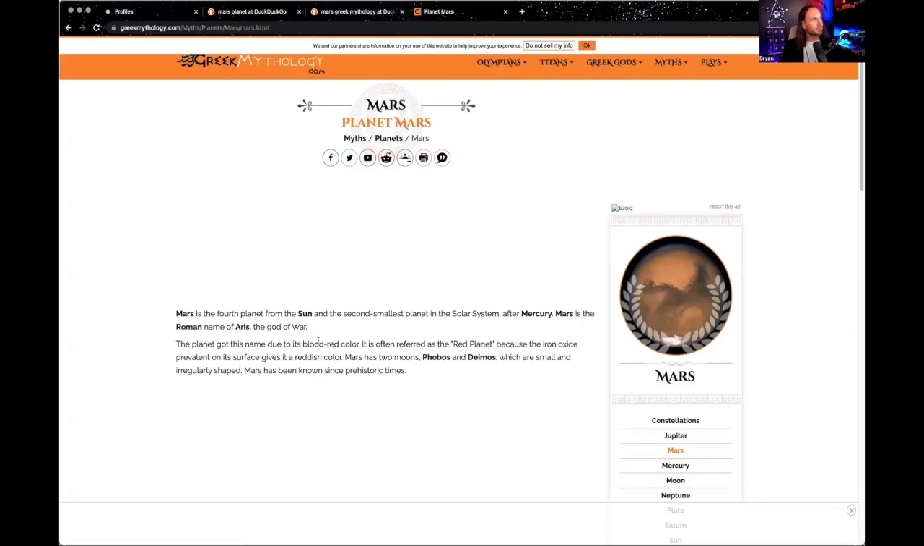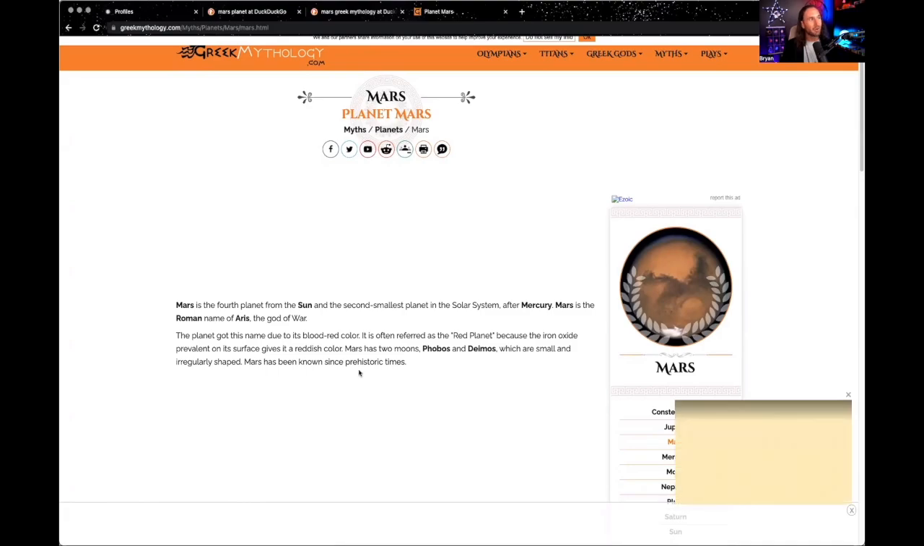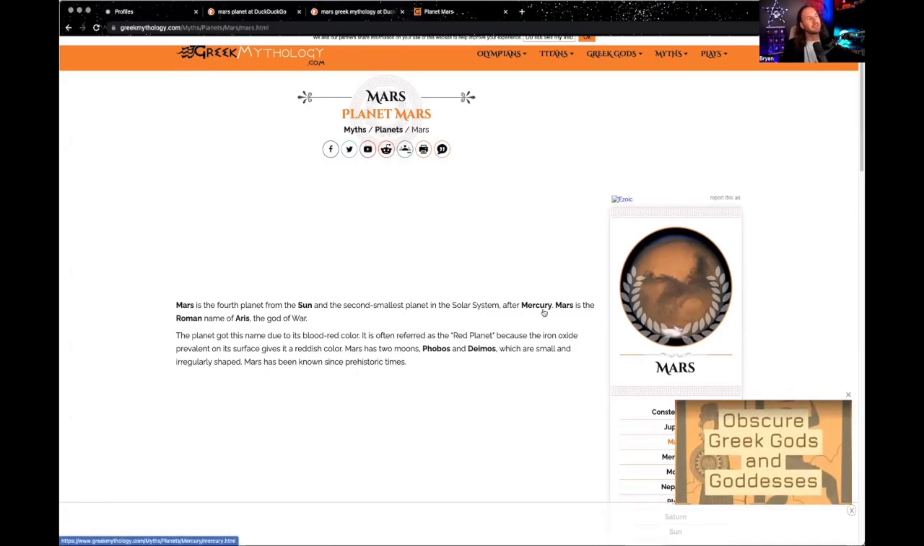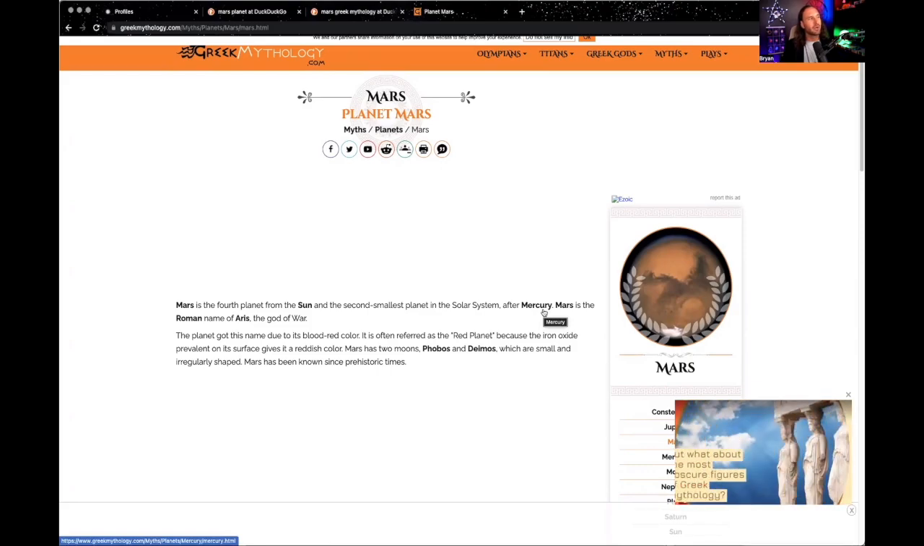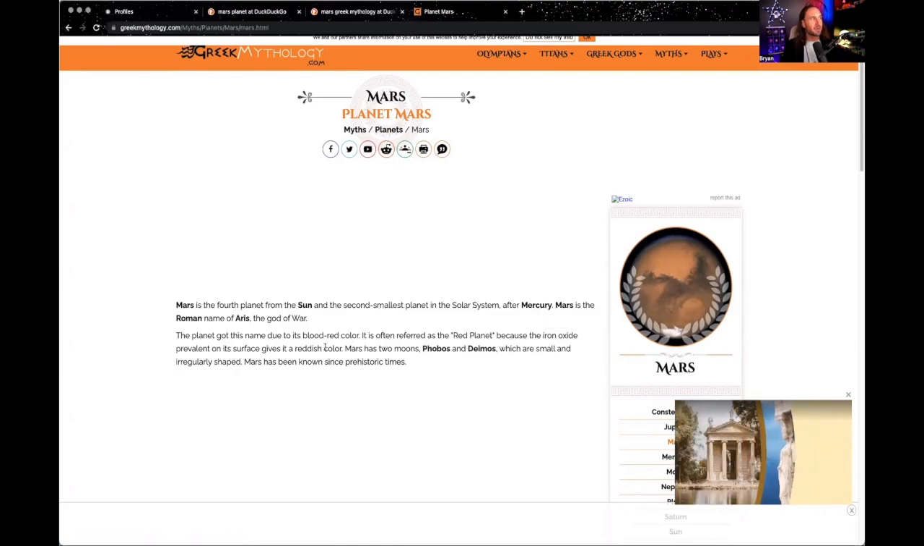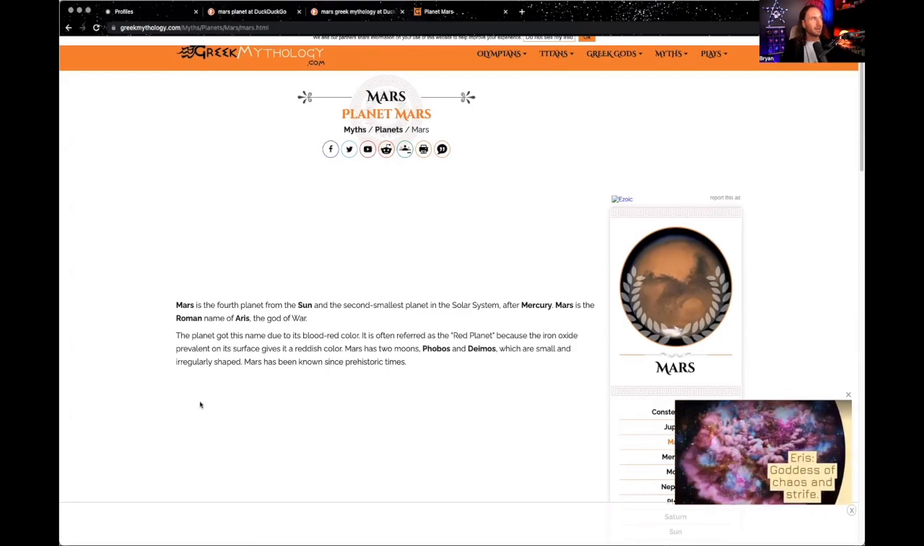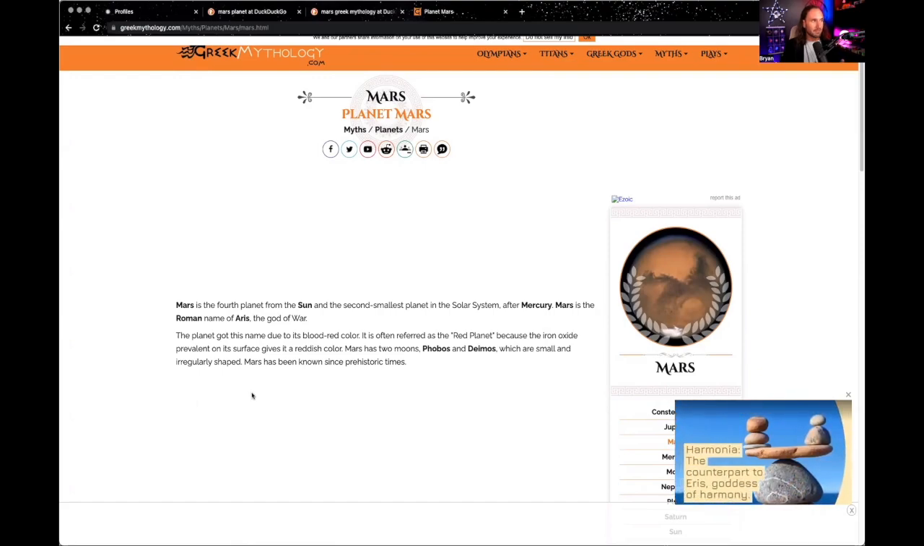Mars is the fourth planet from the sun and the second smallest planet in the solar system after Mercury. It's kind of crazy to think that too. Mars is smaller than every other planet except Mercury, and I think they're discounting Pluto here, but it's interesting to think of that. And of course, Aries, the god of war. It's named because of its bold red color. Red can be that passionate color, that anger.